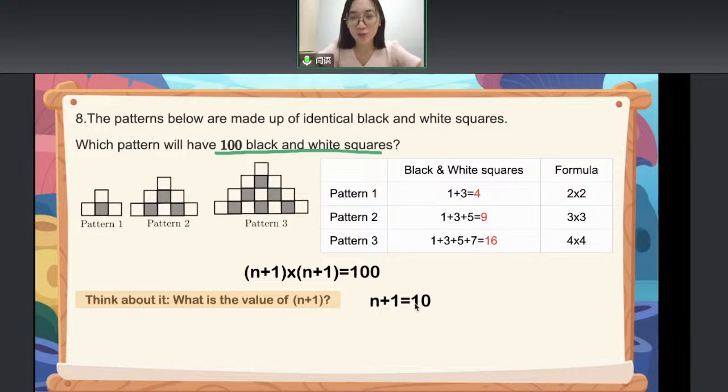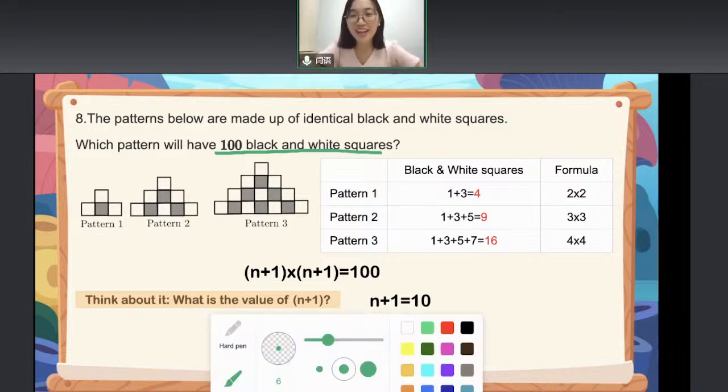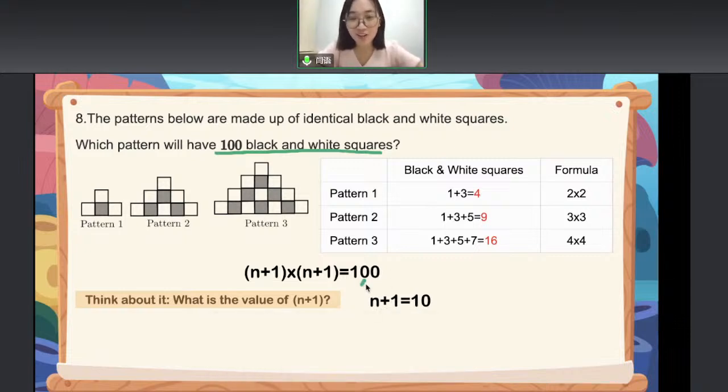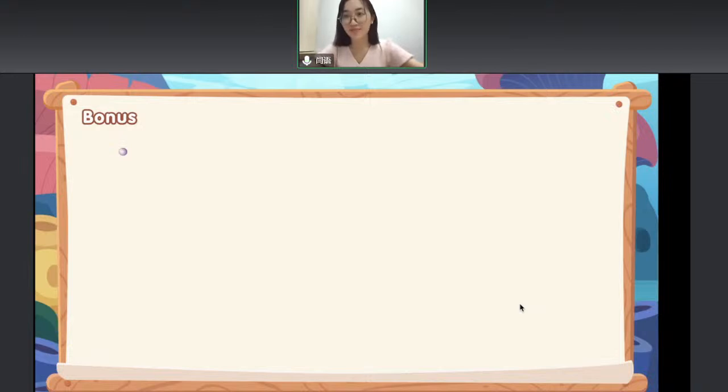So here, n plus 1 equals to 10. Okay, question, how can we get 10? Because actually you can also just observe we have 2 0 in the end. Okay, 10 times 10, and then you can get 100. N plus 1 equals to 10. So could you please tell me what is n itself? Yes, n should be equal to 9. So now you see that which pattern will have 100 black and white squares? The answer should be 9.